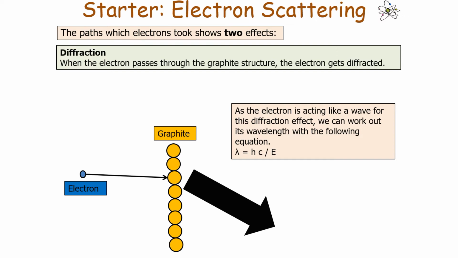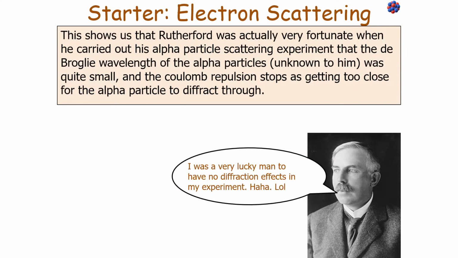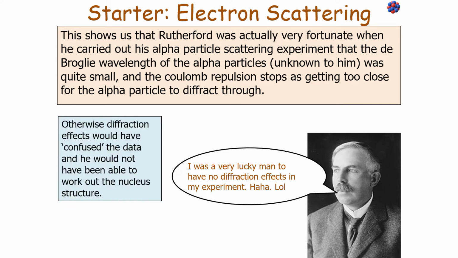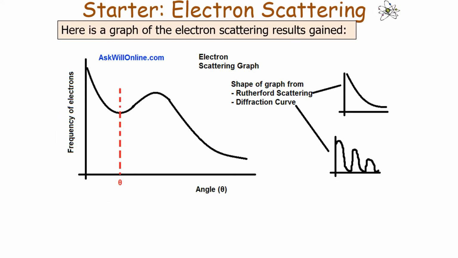So actually the fact that diffraction occurs shows us that Rutherford was very fortunate when he carried out his alpha particle scattering experiment, because unbeknownst to him the de Broglie wavelength of the alpha particles that he used was quite small, and the Coulomb repulsion stops it getting too close to the nucleus to diffract through. He was very lucky, because if you did get this diffraction effect in the Rutherford scattering experiment, this would have confused the data and he would not have been able to work out the nuclear structure, which he carried out in 1911.